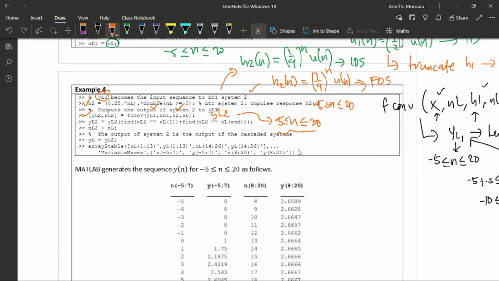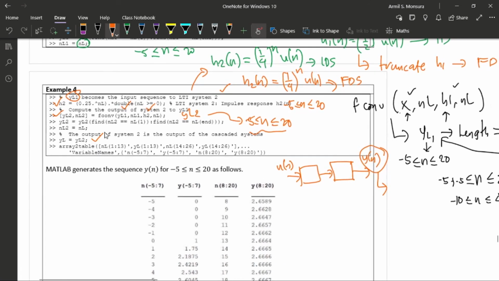So in that case, YL2 now is the sequence that represents the output of the two systems to a unit step sequence input. So lumabas, meron tayong system, nag-input tayo ng u of n. Si first system nag-produce ng sequence and it served as an input to the second system, which produced y of n as your output.